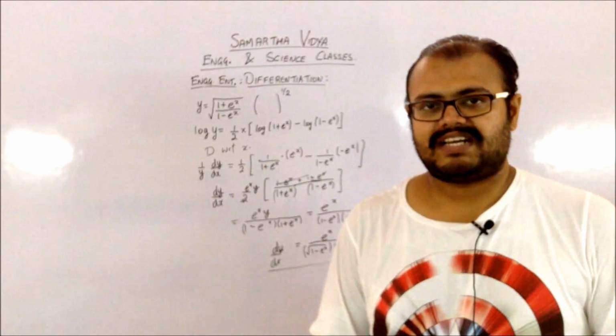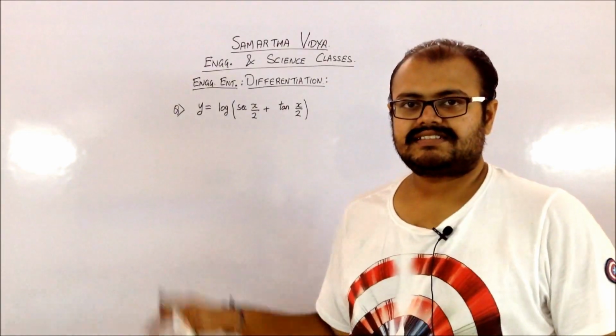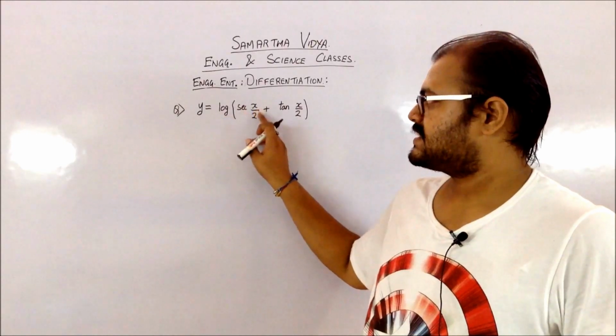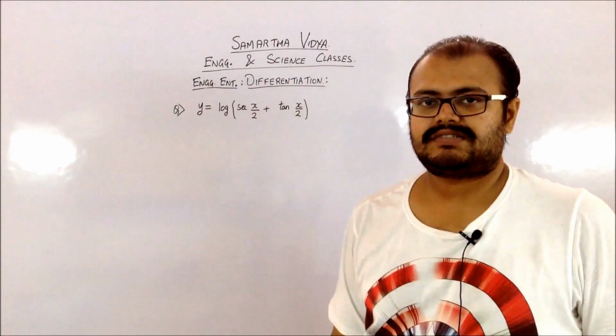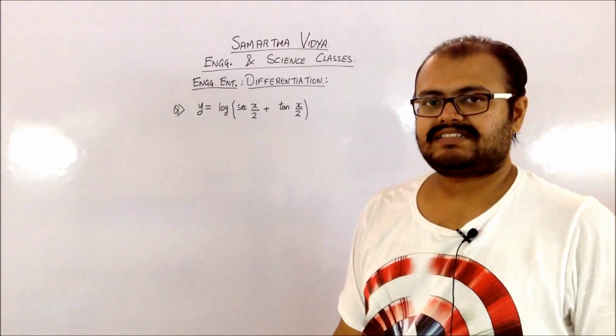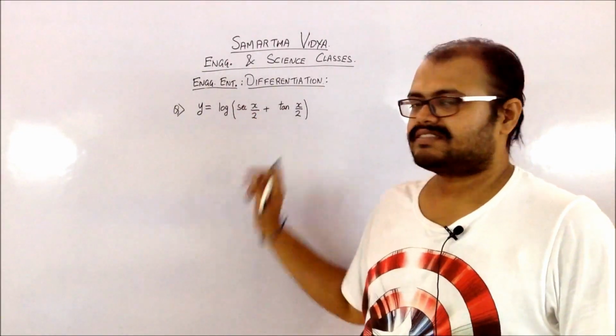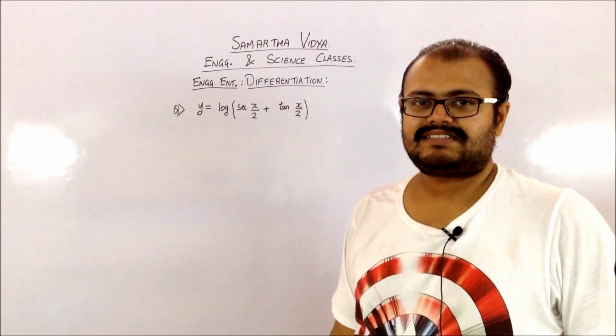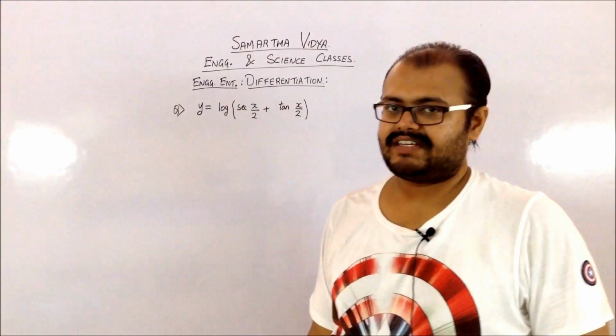So let us see one more type of sum like this. So let's see this particular sum which is given to me, which is y is equal to log of sec x by 2 plus tan x by 2. Now you can see that there is already a log term which is present, and you have addition which is present inside the log. So the log is not going to help us in solving this in a quick way.